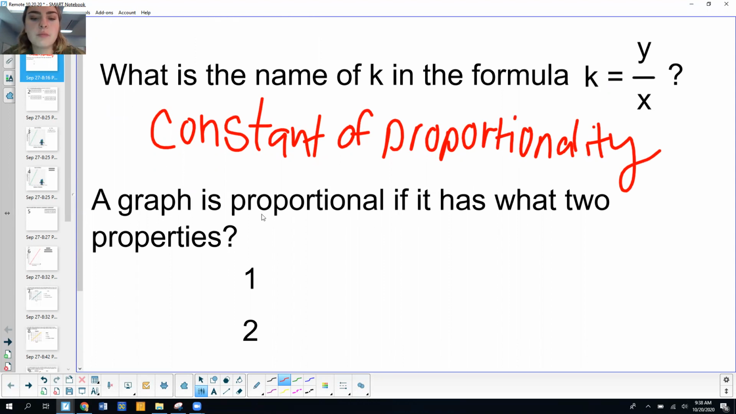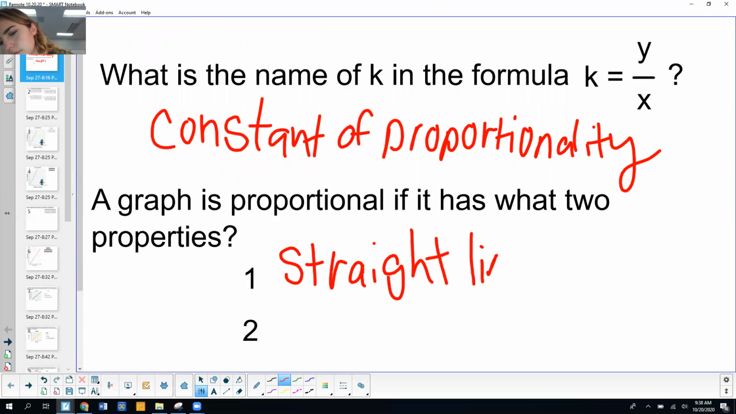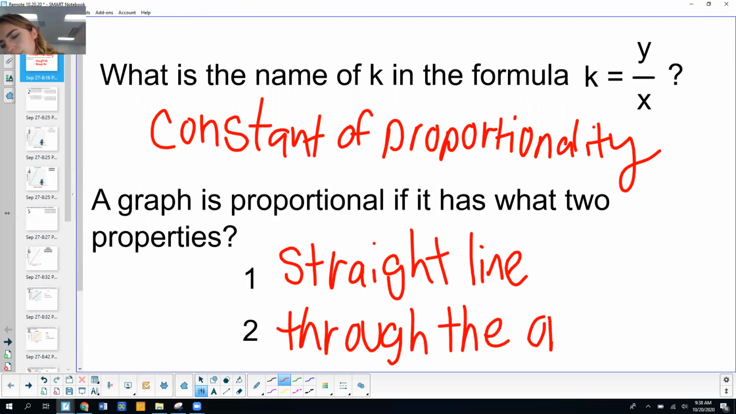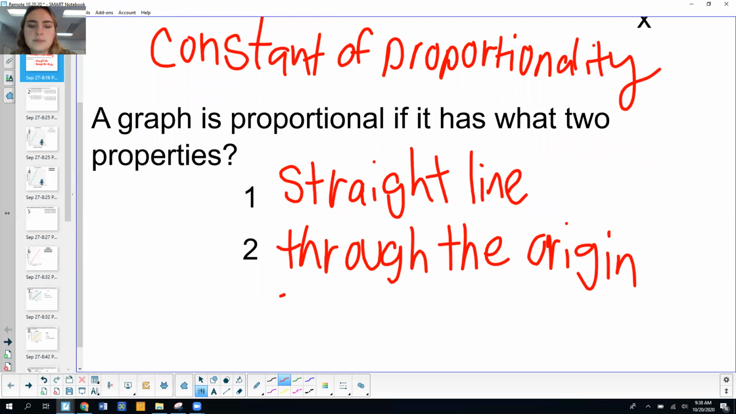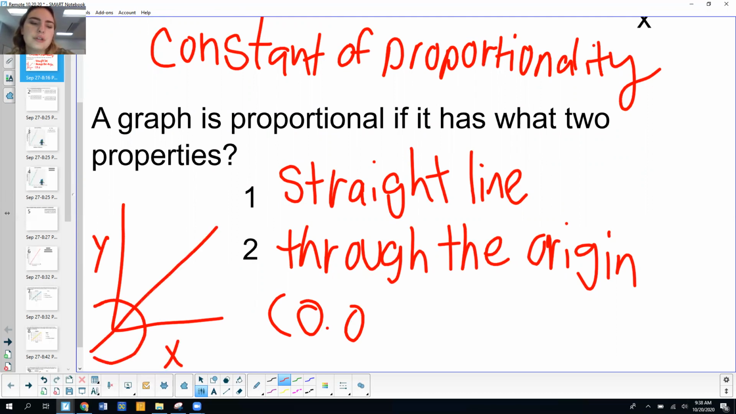A graph is proportional if it has what two properties? You guys remember from yesterday, if a graph is a straight line, and if it goes through the origin. If you remember what the origin is, that is (0, 0) on the graph. So if we're looking at a graph, if this is your Y and your X, it's going to be a straight line through (0, 0). That's going to be a proportional relationship on a graph.